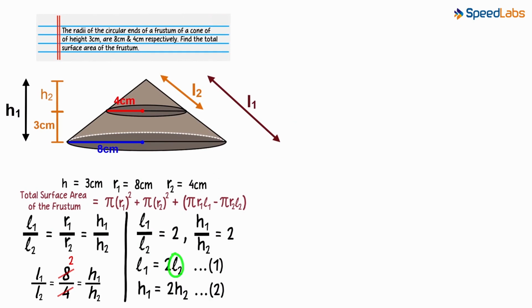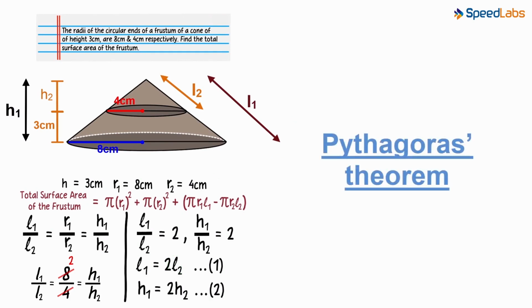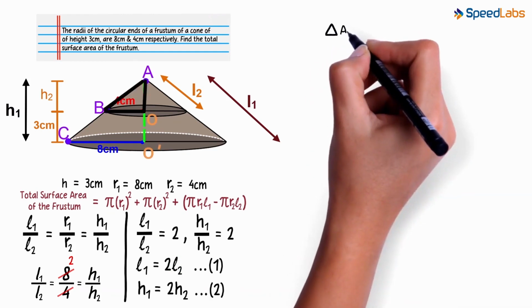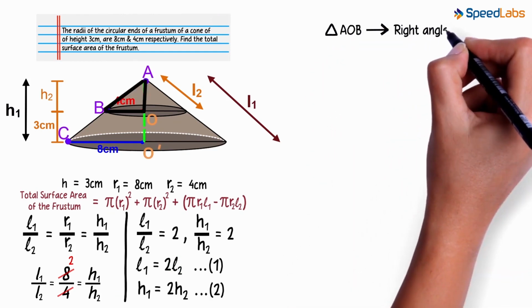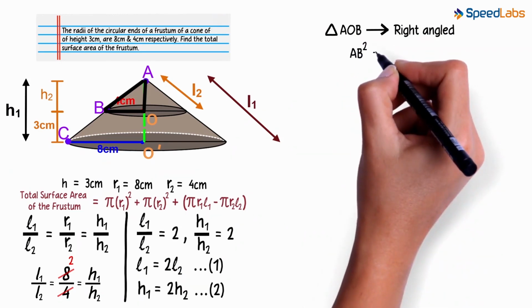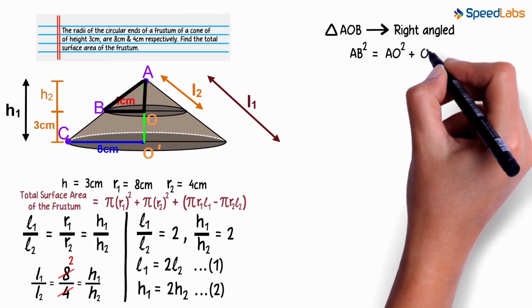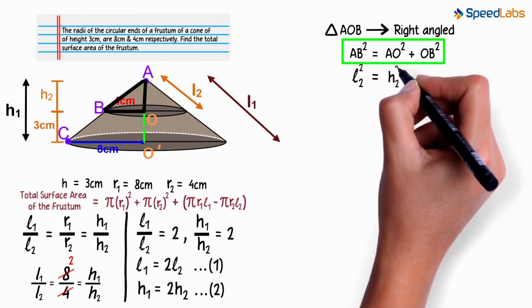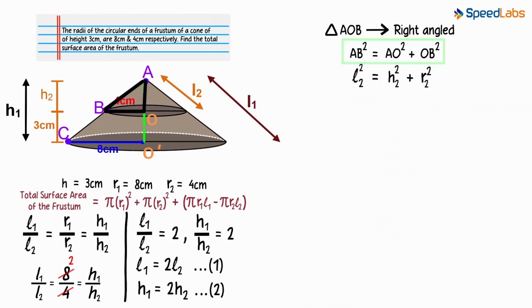How will we find it? We will use Pythagoras theorem. From the figure, we see that triangle AOB is a right-angled triangle. So AB squared is equal to AO squared plus OB squared. It will be L2 squared is equal to H2 squared plus R2 squared. We have R2 but we don't have H2. We are given the value of H as 3 centimeters, but till now we haven't used it.